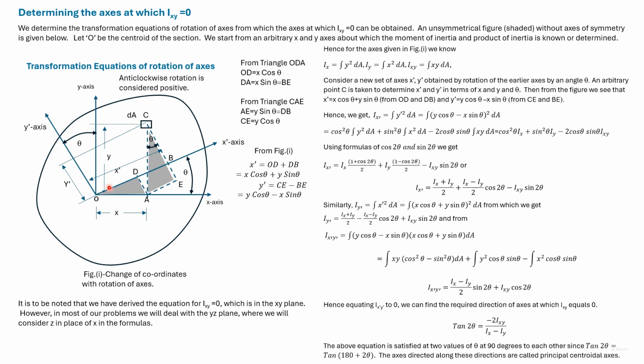Now x dash is equal to OD plus DB. OD is x cos theta and DB is y sin theta. So we get x dash is equal to x cos theta plus y sin theta. CE is equal to CE minus BE. We earlier obtained CE and BE. So y dash is equal to y cos theta minus x sin theta.